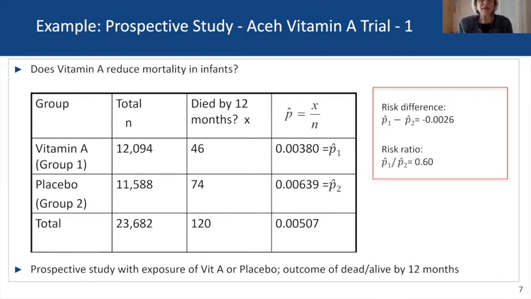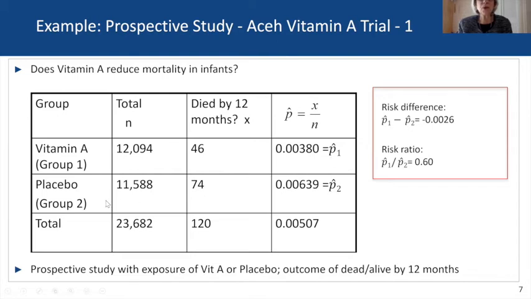We can see that the group is given in the first column. We can also see that the total of 23,682 is listed in the bottom of the second column, and that the totals that were randomized in each group were 12,094 in the vitamin A, of which 46 were seen to have died by 12 months. So the proportion who died, or the death rate, is 0.0038, and that's what we'll call P1 hat.